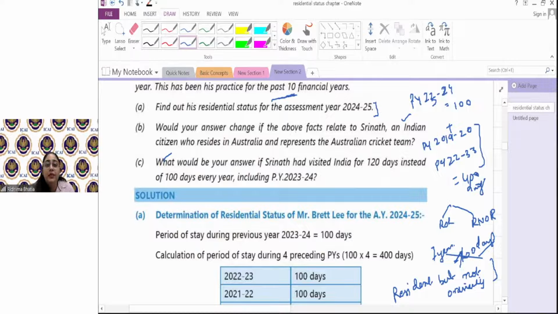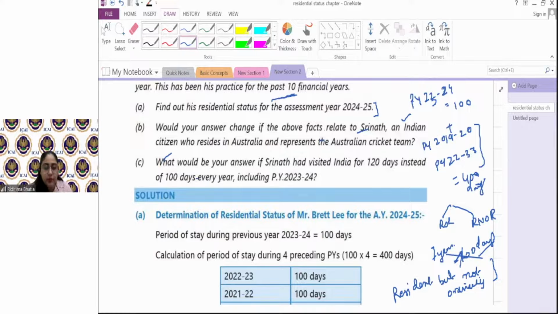Next, would your answer change if the above facts relate to Srinath, an Indian citizen who resides in Australia and represents the Australian cricket team? The question is, Srinath is an Indian citizen. For an Indian citizen, the criteria: he's staying there, he's coming on visits in India. If income is more than 15 lakhs, the criteria is 120 days. If income is less than 15 lakhs, the criteria is 182 days. So 182 days criteria won't be met, and the 120 days criteria also won't be met.